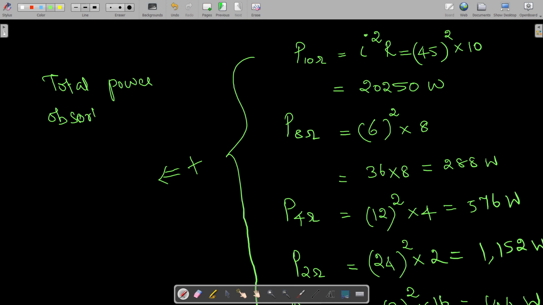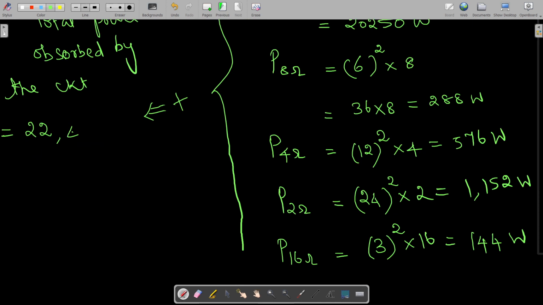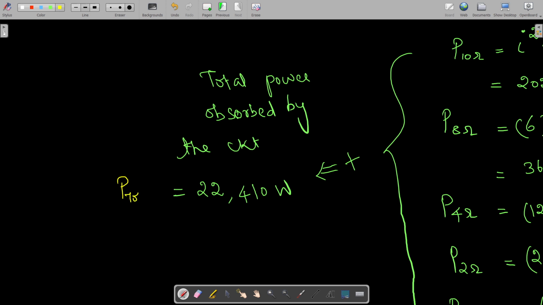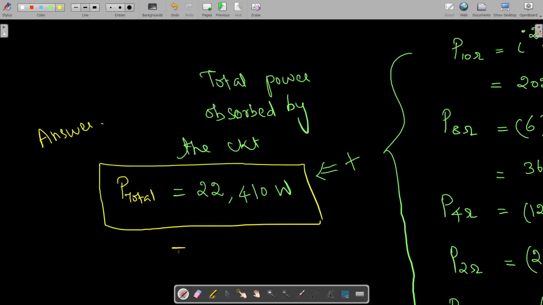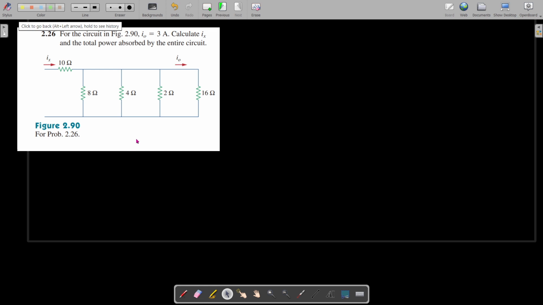Total power absorbed by the circuit is equal to 22,410 watts. This is the answer for us. This is the total power absorbed in watts. This can be written as 22.410 kilowatts. So in another method also we can calculate the power absorbed by the entire circuit.